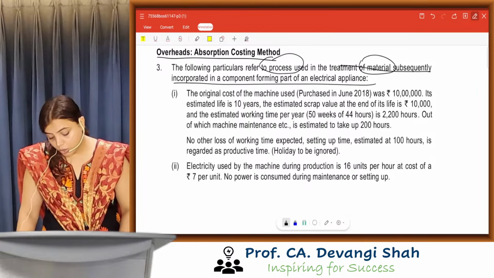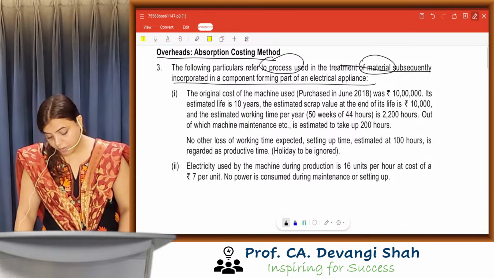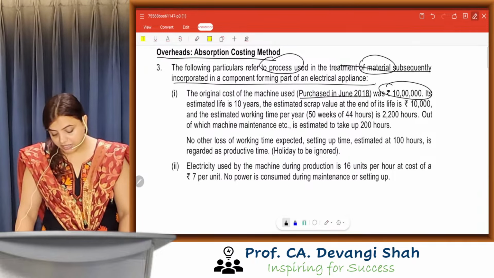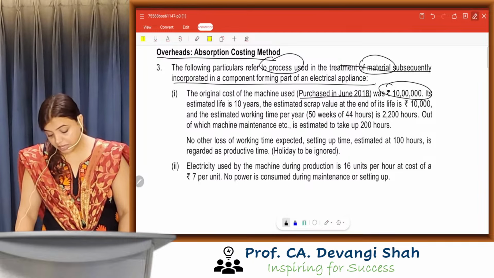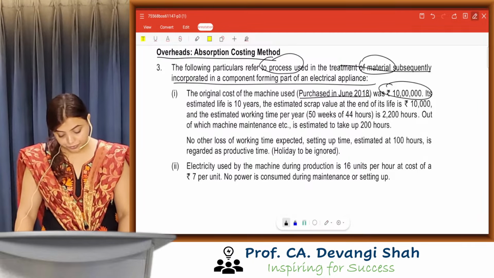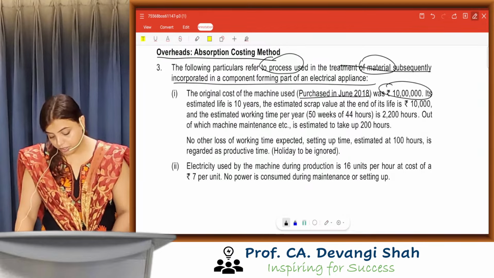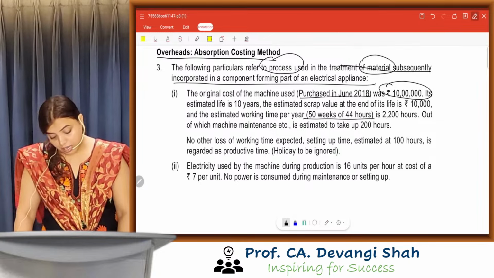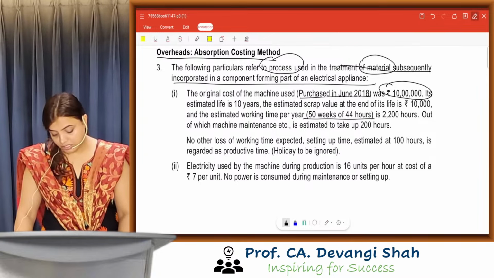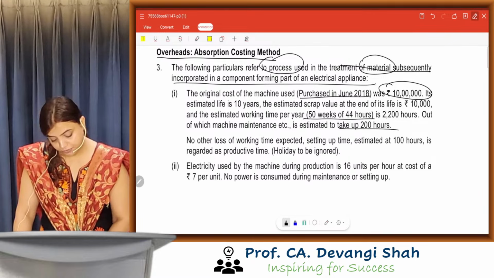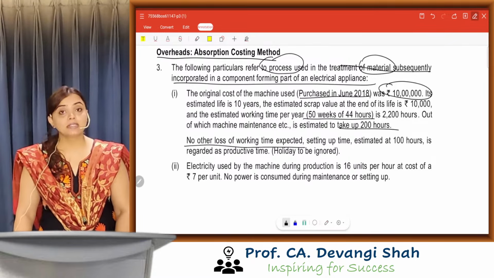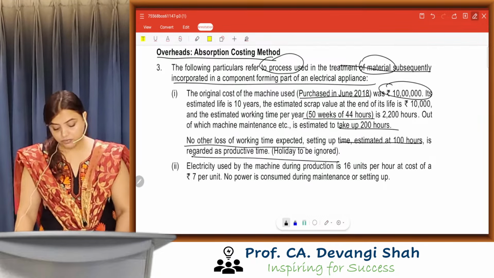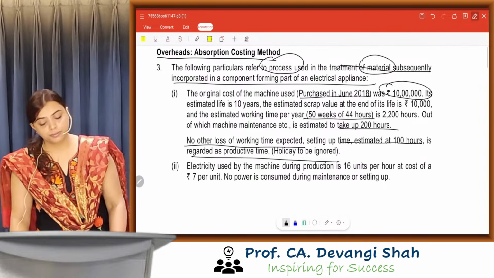The original cost of the machine, purchased in June 2018, was 10 lakh. Its estimated life is 10 years. The estimated scrap value at the end of the life is 10,000. The estimated working time per year is 50 weeks of 44 hours, that is 2,200 hours, out of which machine maintenance is estimated to take up to 200 hours. No other loss of working time is expected. Setting up time is estimated at 100 hours and is regarded as productive time. Holidays to be ignored.